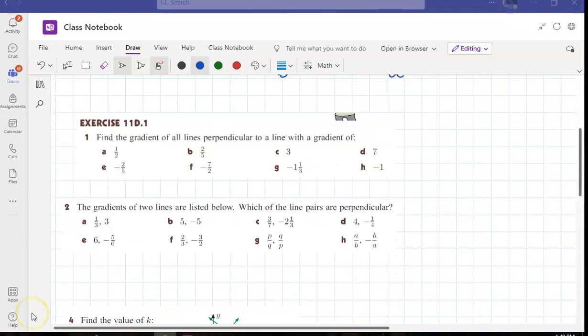Would you find the gradient of all lines perpendicular to a line with gradient of? So I don't think we have to write this down. Where shall we start? Who would like to volunteer? What would be the perpendicular slope of a half? -2/1. B? -5/2. Oops. Now, by the way, don't do this.